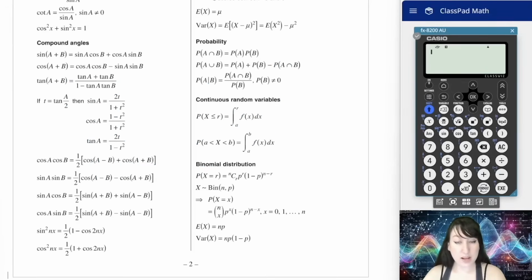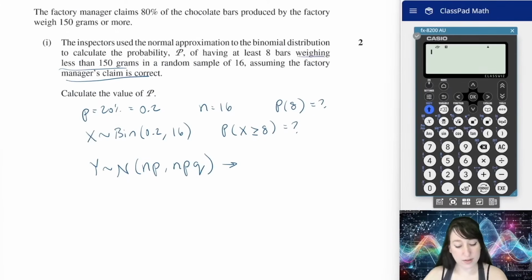Now, if you do need a reminder on the expected value and variance of a binomial distribution, check the reference sheets. You'll see them here. That's what we're going to use as the parameters of our normal distribution. So what's the expected value? N times P, 16 times 20%. Let's use the decimal, 3.2. What's the variance? N times P times Q. Remember, Q, again, is 1 minus P, so 80% in this case. 2.56.